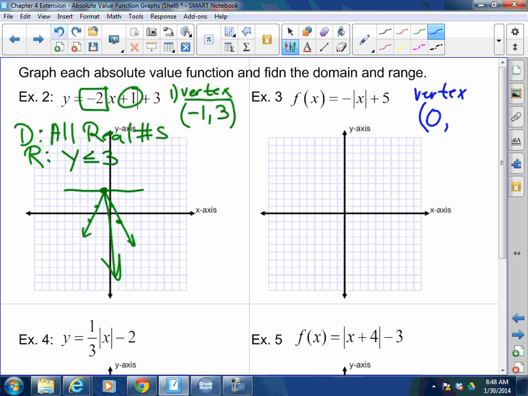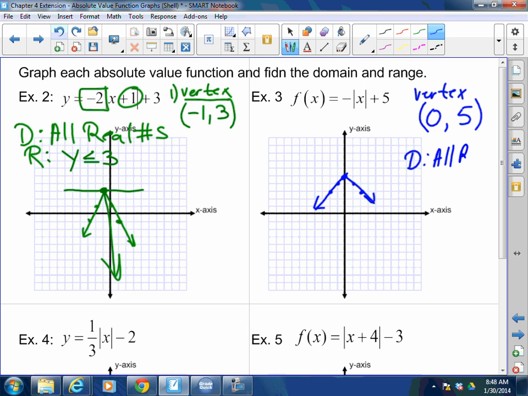What's my K? Okay. So 1, 2, 3, 4, 5. What's my slope? -1. Down 1, 1 to the right, down 1, 1 to the right. Now go the opposite. Down 1, 1 to the left, down 1, 1 to the left. That is my graph. What is my domain?